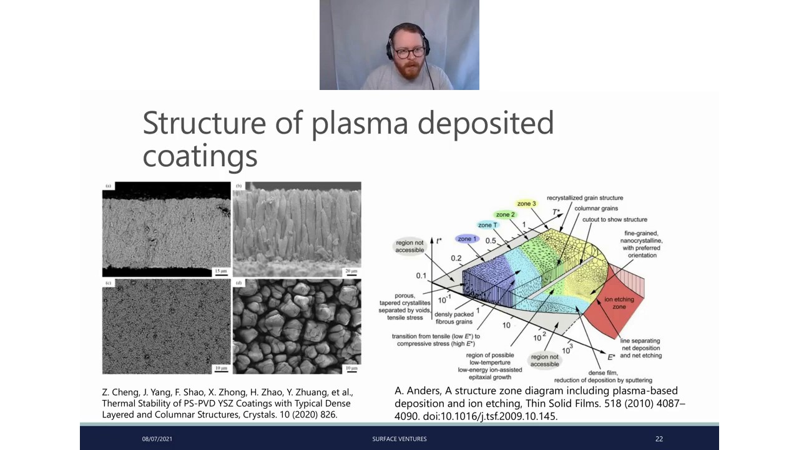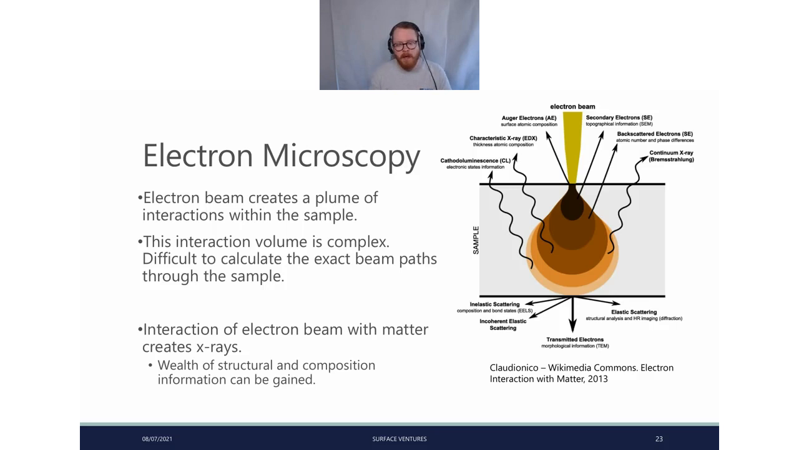A little bit on electron microscopy now. As an electron beam interacts with surfaces, what you get is essentially what we call the interaction volume, this sort of plume. At each level you can get different emissions from this, essentially using the electron beam to excite the area, and then we can measure the emission from that. This can be in both scanning and transmission modes, which we'll come to in a little bit.